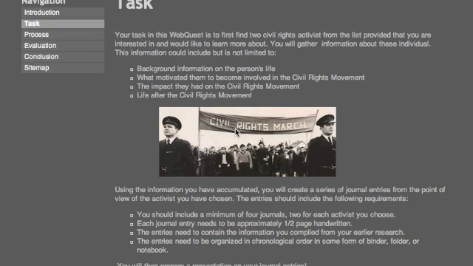You should include a minimum of 4 journals, 2 for each activist you choose. Each journal entry needs to be approximately half-page handwritten. The entries need to contain the information you compiled from your earlier research, and the entries need to be organized in chronological order in some form of binder, folder, or notebook. You will then prepare a presentation on your journal entries.